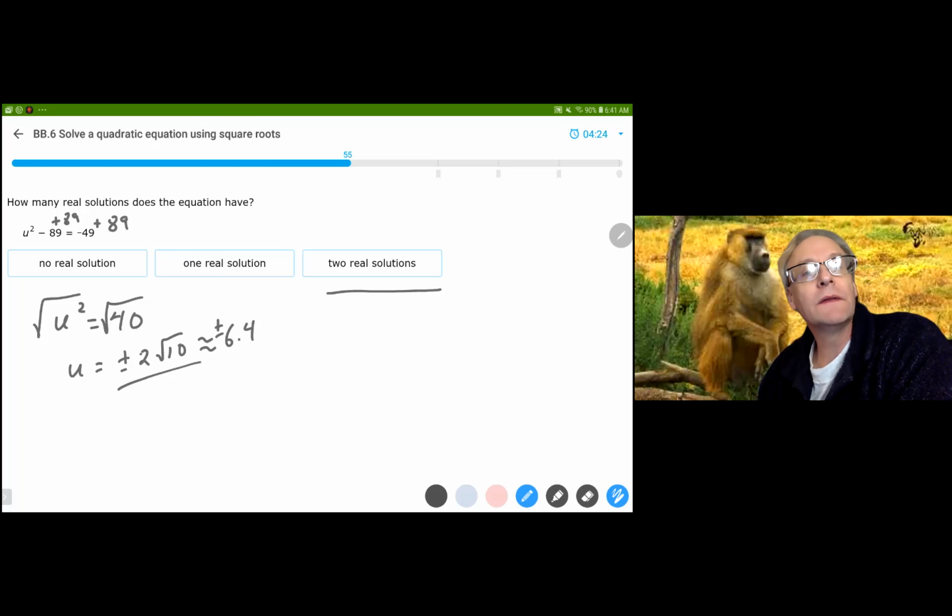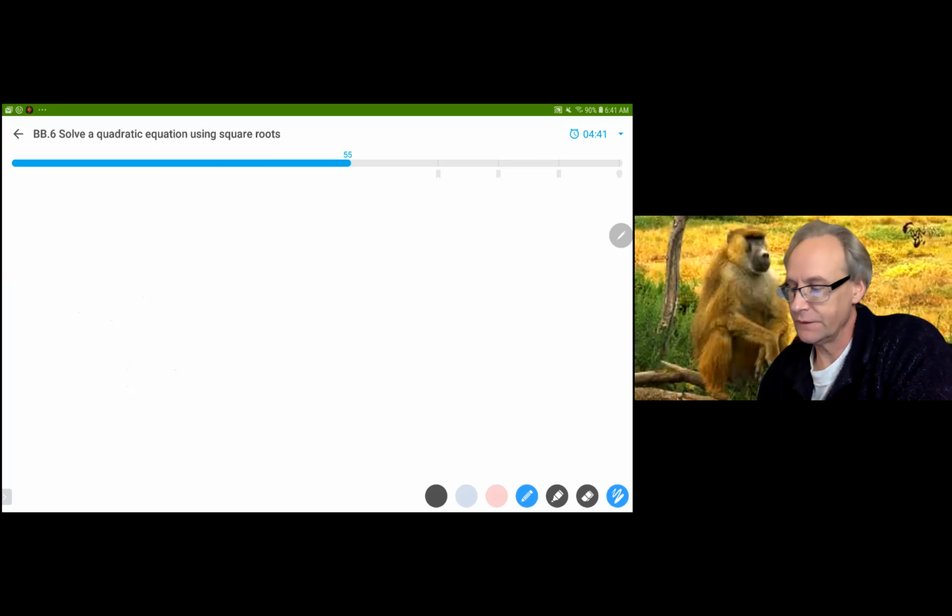Now, one of the things they were probably looking for you to do is to use the thing called the discriminant, which is b squared minus 4ac, but it really wasn't that important in this particular case. So this is 2 real solutions.